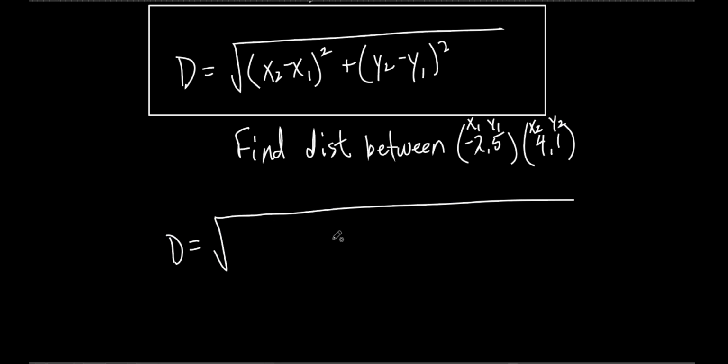Anybody writing this down? See, a handful of you. Not everybody. So what I'm going to do, this is what I call the shell of the formula. I put the square root, the parentheses, the squared. So look, what do I put in here? x2 minus x1.